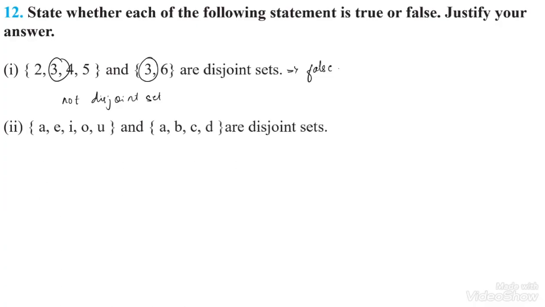Question number 2. A, I, O, U and A, B, C, D are disjoint sets. No, because A is the common element. This is also a false statement.